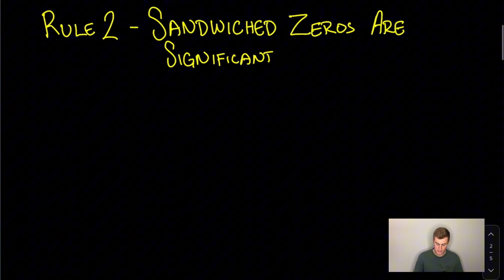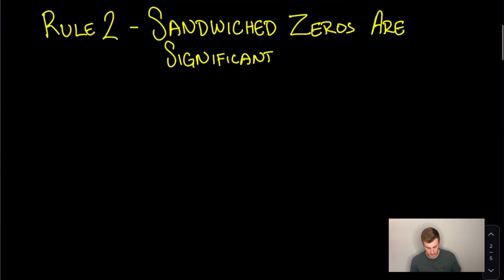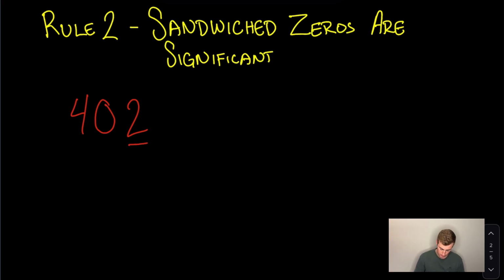Rule 2. Sandwiched zeros are significant. So anytime you have a 0 that's sandwiched in between 2 non-zero numbers, that digit of 0 is significant. So let's take another example. Let's say we have 402. Well, if we have 402, you have 2 non-zero digits, and then you have that 0 digit in the middle. That 0 digit, because it's sandwiched between 2 non-zero digits, is going to be significant. So this overall number is going to have 3 significant figures.